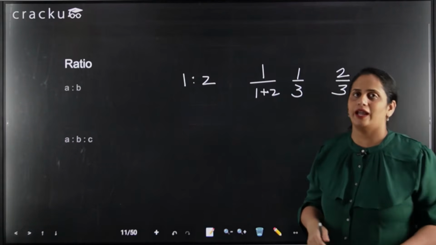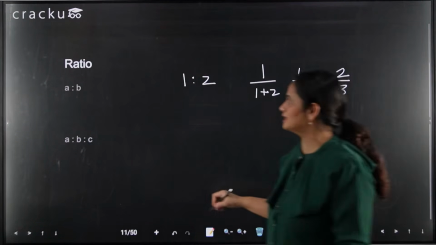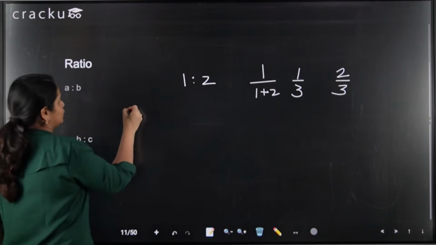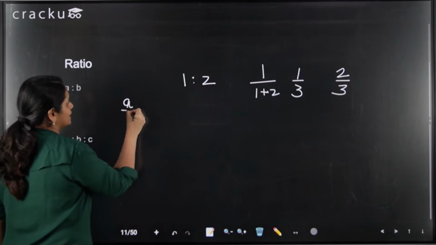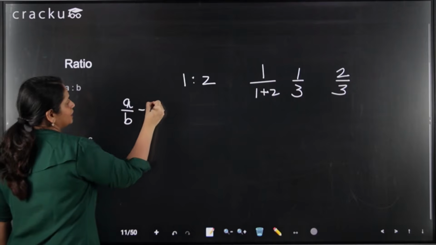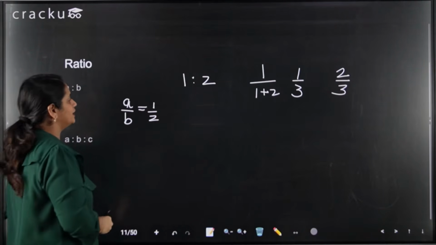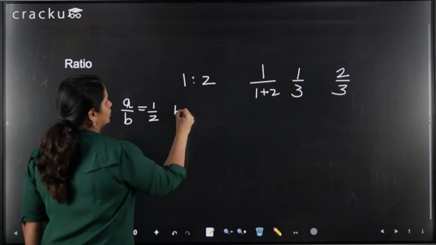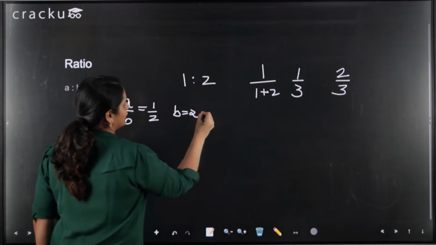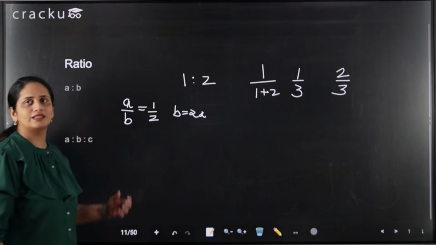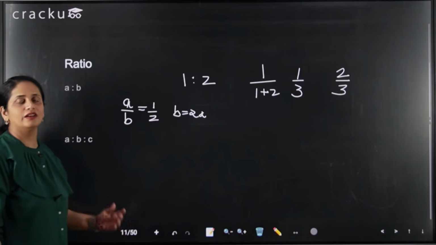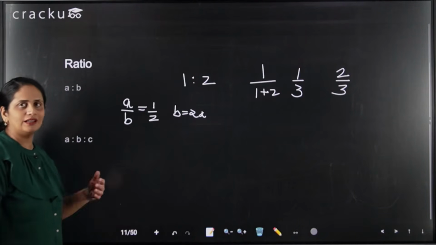So when I say A is to B is 1:2, I am basically saying that instead of A is to B is 1:2, I can write this as A by B is 1/2. Or I can say that B is equal to 2 times A. It's the same thing. Whatever a ratio is, it is nothing other than a fraction. Whenever you are treating ratios, treat them as fractions.